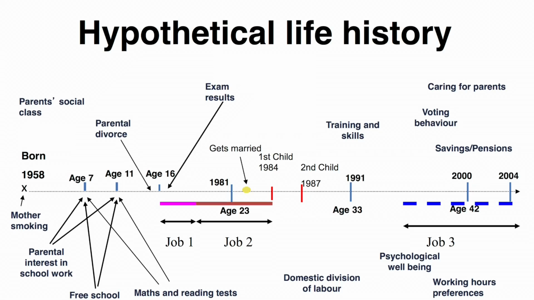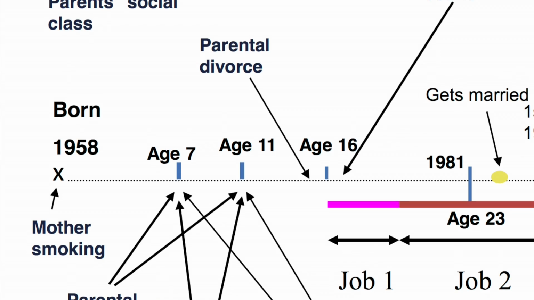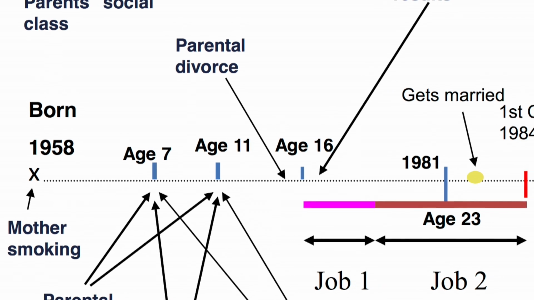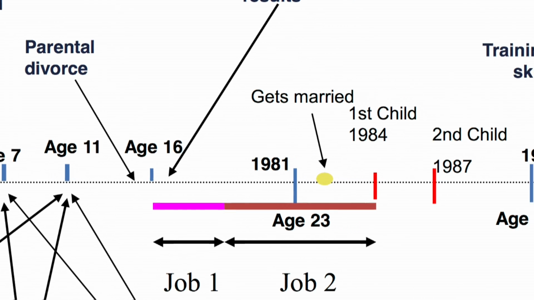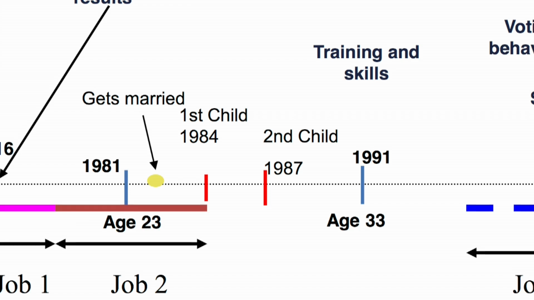So, a bit of a messy slide, but before looking at some specific research findings, this is how all the information can be drawn together to show a hypothetical life history. For this study, this is the 1958 cohort. So they're born 1958, and then later on they were interviewed when they were 7, 11, 16, 23 and 33.